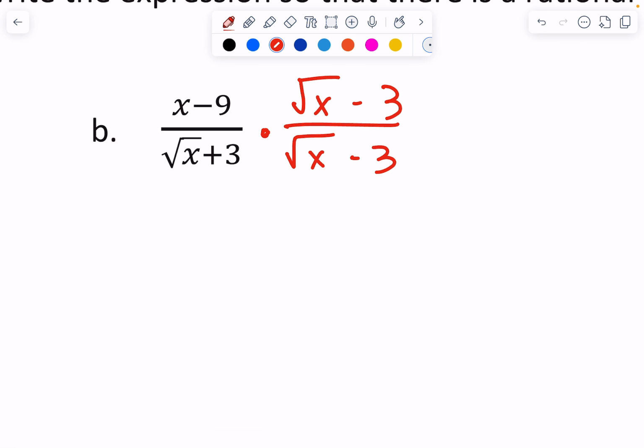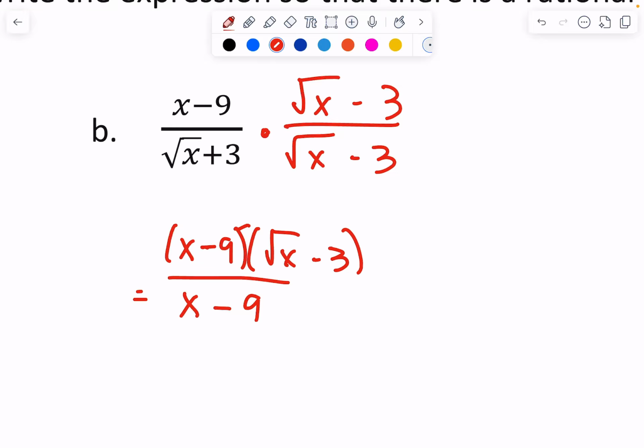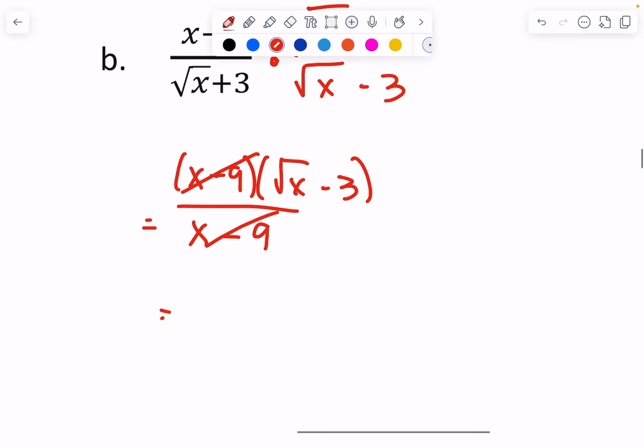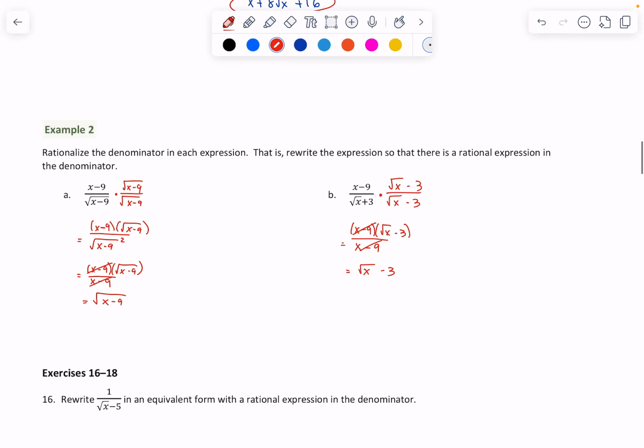When I multiply that out in the denominator, remember I don't do every part of FOIL, I just do first and last. So first I would get x, last I would get negative 9. And in the numerator, again, I'm going to leave it in factored form, only because I recognize that those divide into each other, and so we're left with x minus 3 as the final answer. Okay, moving on.